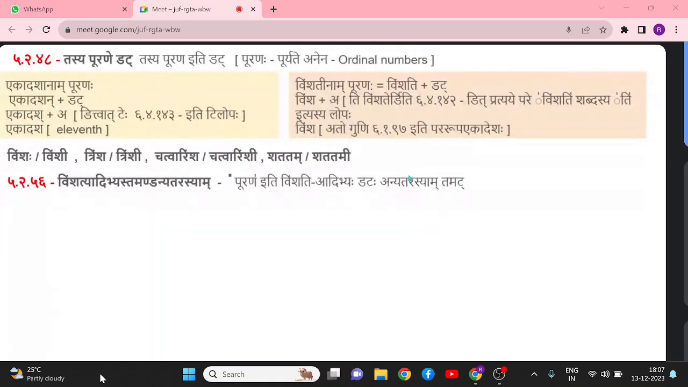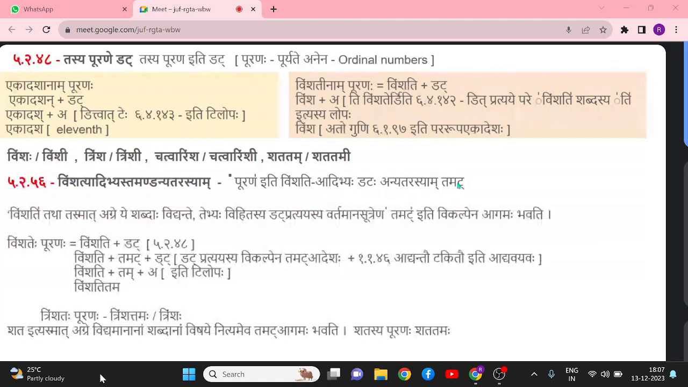So it is vikalpena, dat. We know dat, right? Now we know dat. And in front of it, there will be a tamat. Vikalpena tamat agamaha bhavati. Which means, look at this. Vimshateh puranaha, vimshatihi plus dat.